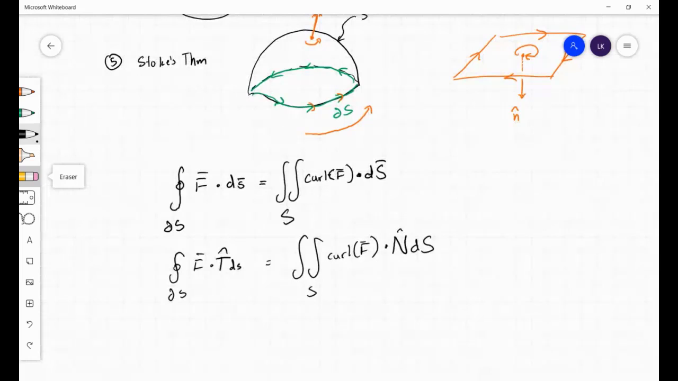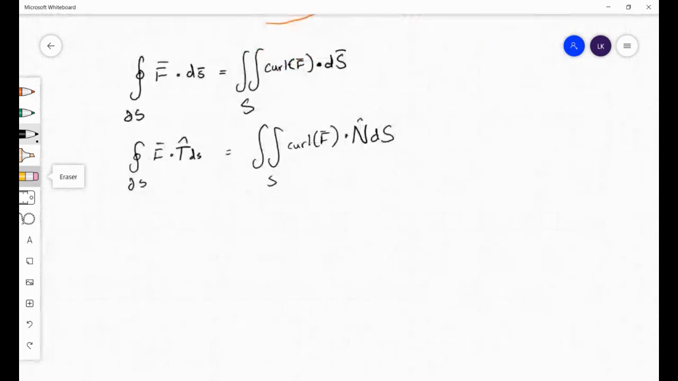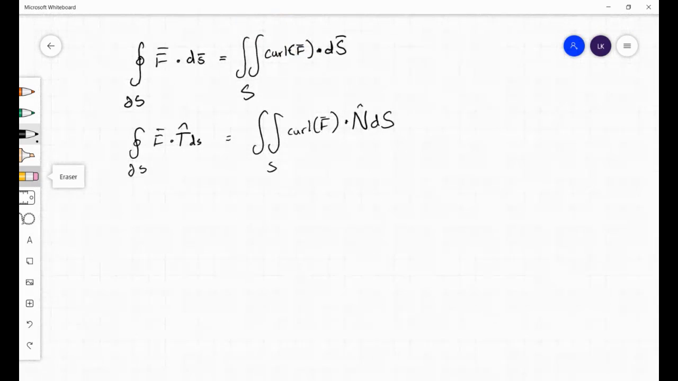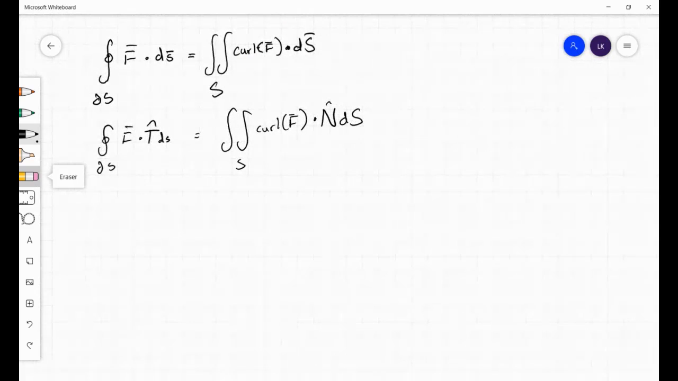Okay, so let's see if I have an example. Yeah, this is good. So we're going to look at Stokes theorem. So you have a vector field.